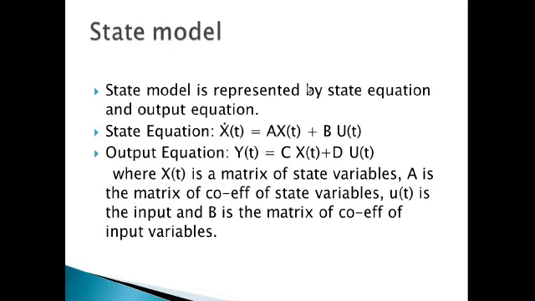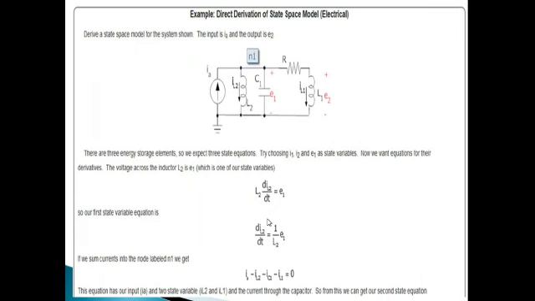Together, to explain the state model, we require 4 matrices and 3 variables. The 4 matrices are A, B, C, D, where A is called the system matrix, B is called the input matrix, C is called the output matrix, D is called the transition matrix. And the variable x of t is the state variable, u of t is the input variable and y of t is the output variable.